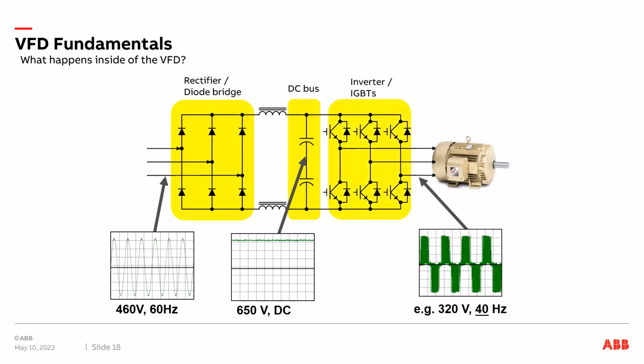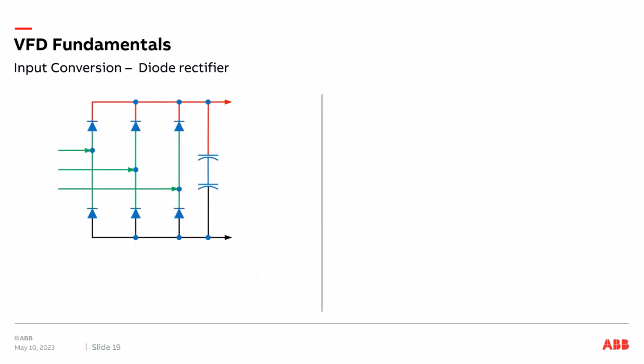Now that DC bus allows the IGBTs to convert a new voltage and a new frequency to control the motor. It's very important to realize we need to create a new voltage and frequency. Let's take a look at the input conversion part of the diode rectifier on a drive.